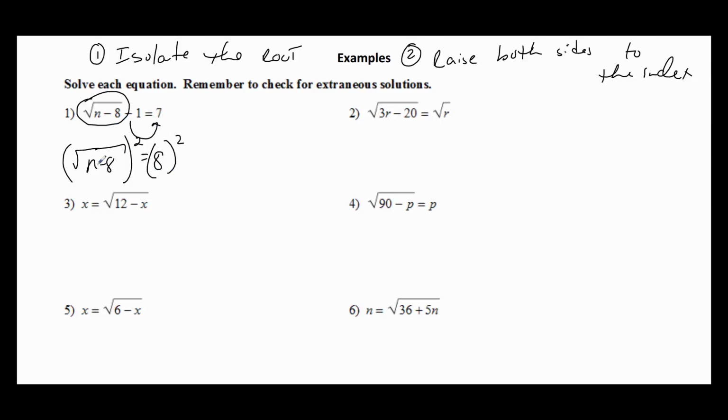So then I just start solving. The left-hand side, when I square a square root, I get the number inside. And now 8 times 8, 8 squared is 64, plus 8, n equals 72.